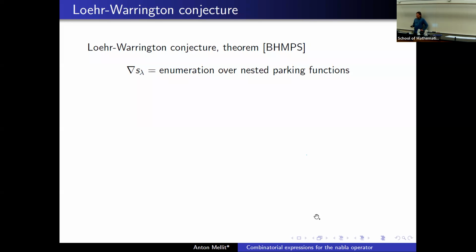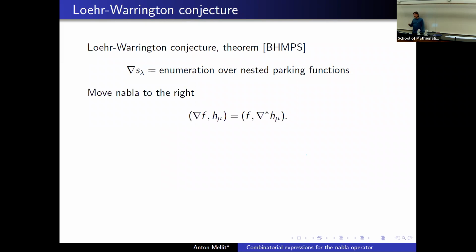Now there is another conjecture, the Loehr-Warrington conjecture, which is now in a preprint by these five people, and I'm sorry, I mangle these names: Blasiak, Haiman, Morse, Pun, and Seelinger. Okay. So that gives you nabla of a Schur function as an enumeration of nested parking functions, plus or minus. I forgot plus or minus here. And so we had this.